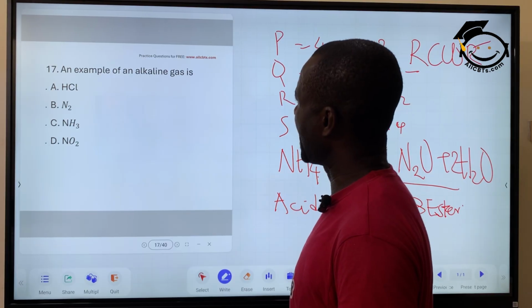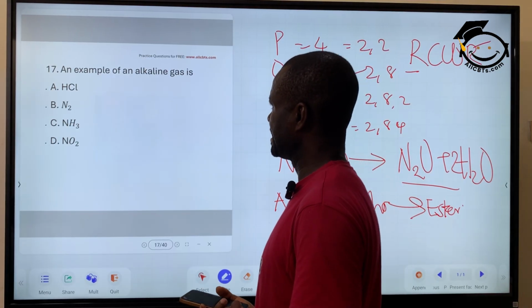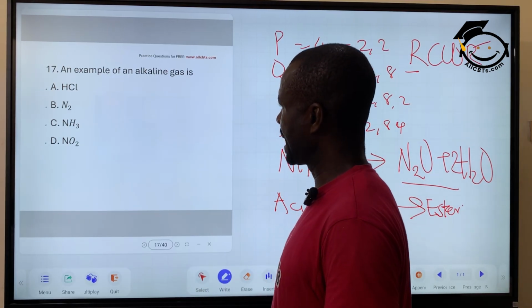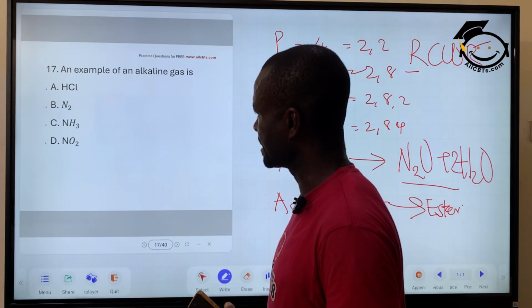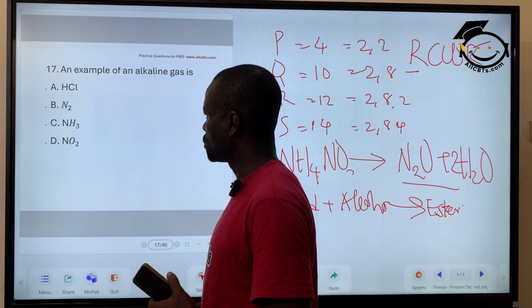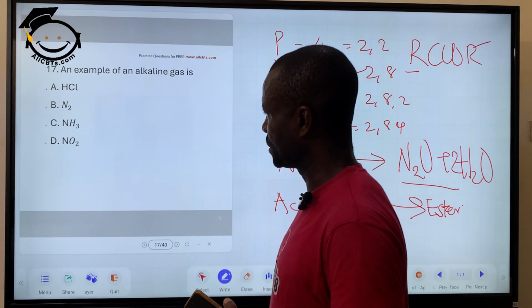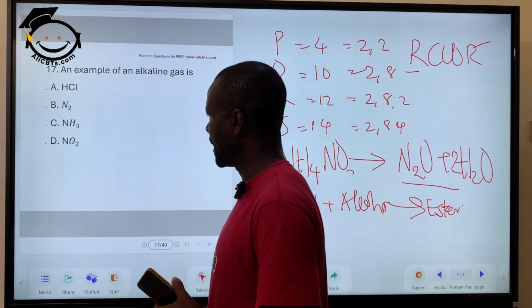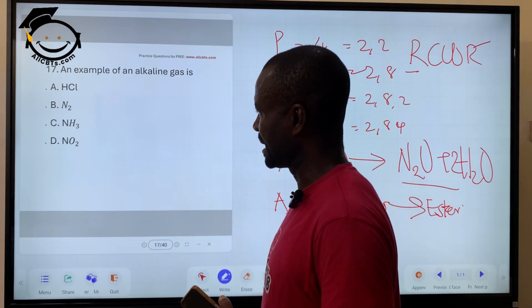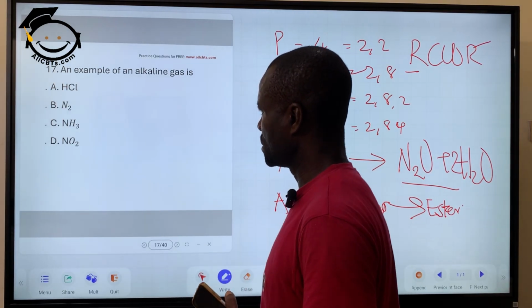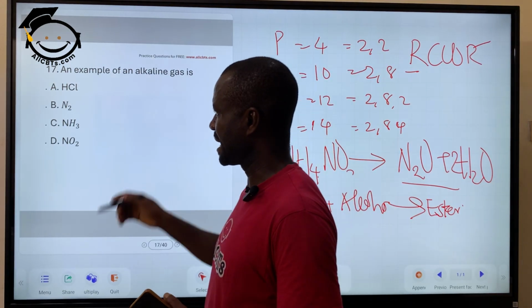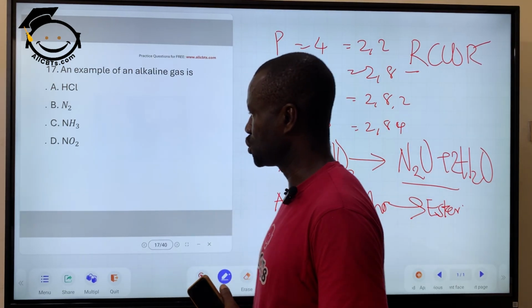An example of an alkaline gas. The only gas that is alkaline here: HCl is an acidic gas. N2, that's nitrogen, is a neutral gas. Ammonia is an alkaline gas. Then NO2 is an acidic gas. The correct answer is NH3, which is ammonia.